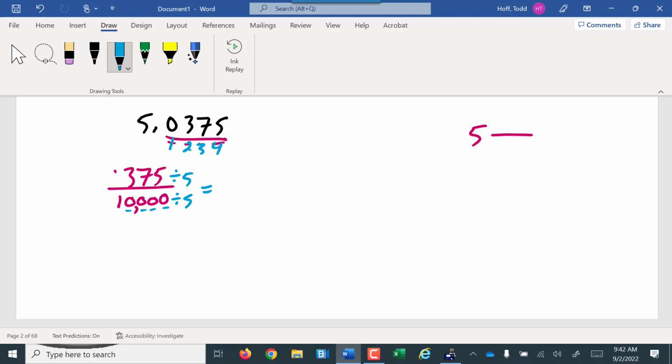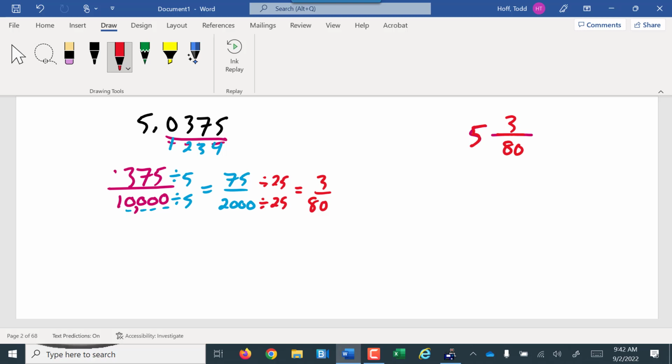We can do 5. Let's do 375 divided by 5 is what, 75. 10,000 divided by 5 is 2,000. And we can still divide both of those by 25. It would work, yeah. We could have done 5 again if we wanted to, but we see the 25, so we'll use it. So 75 divided by 25 is 3. 2,000 divided by 25 is 80. So that reduces to 5 and 3/80.